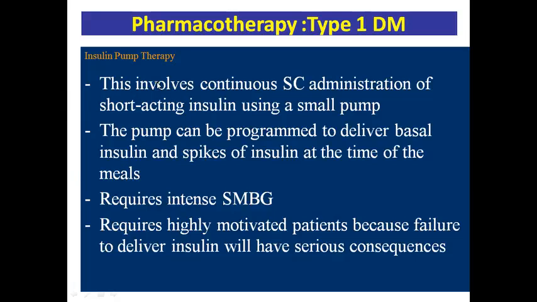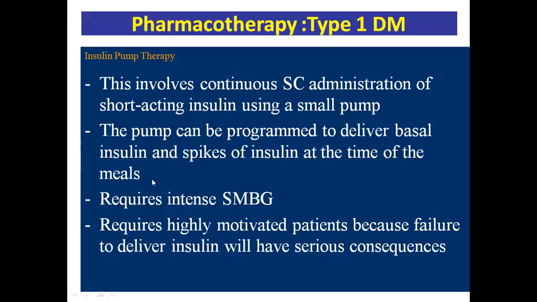Insulin pump therapy. This involves continuous subcutaneous administration of the short-acting insulin using a pump. So a small pump is attached to the body, and that pump keeps on giving the insulin. It can be programmed to deliver basal insulin and spikes of insulin at the time. So it can be programmed.